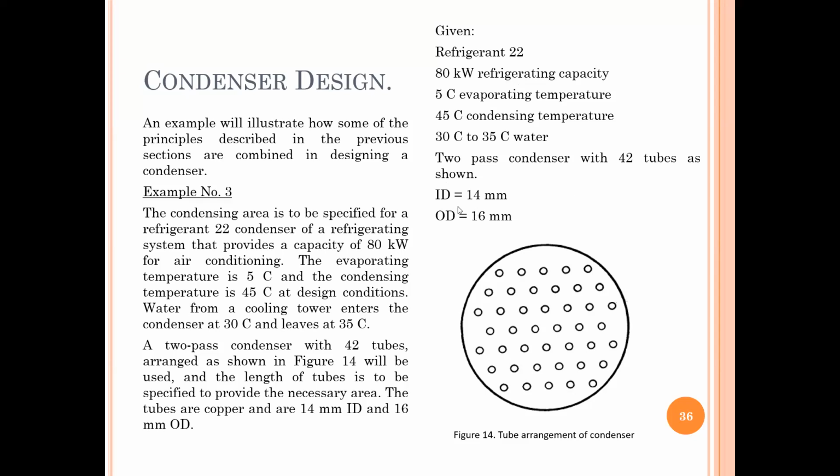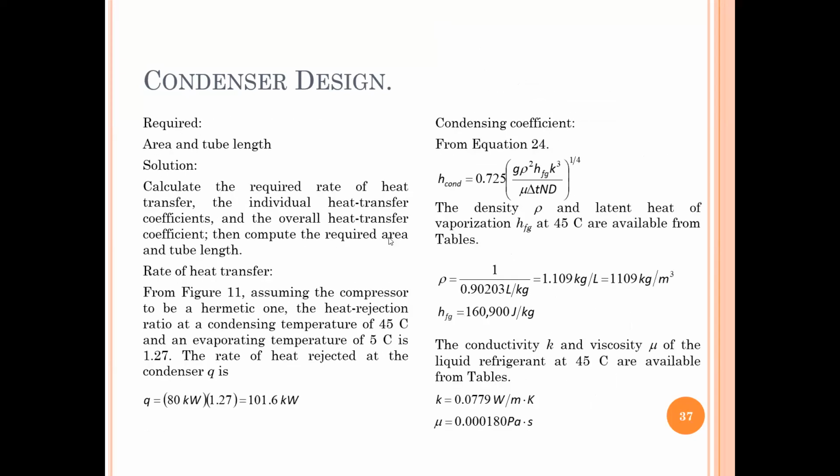ID 14 mm, OD 16 mm. Required area and tube length. Ito ang kailangan natin sa design ng heat exchanger. Solution. Calculate the required rate of heat transfer, the individual heat transfer coefficient, and the overall heat transfer coefficient. Then compute the required area and tube length.